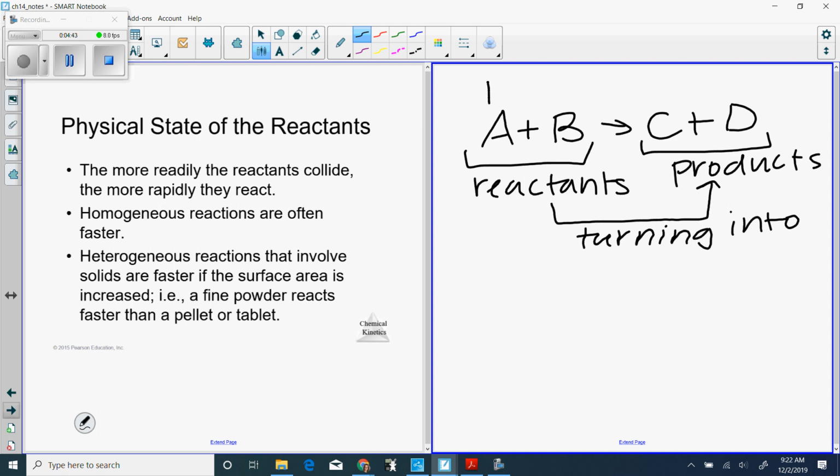Our reactants are going to disappear over time because they're turning into the products. So our products are going to appear over time. So that means the concentration of my reactants is going to go down over time. They're turning into my product.